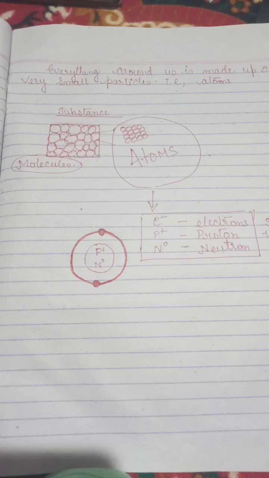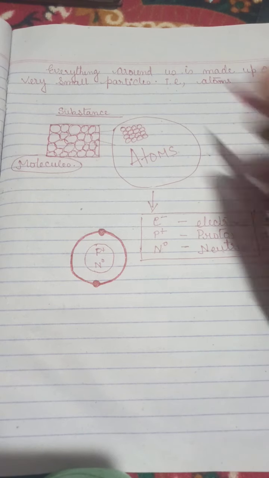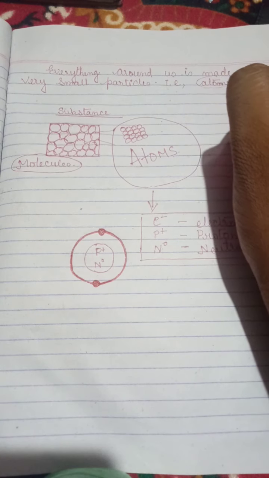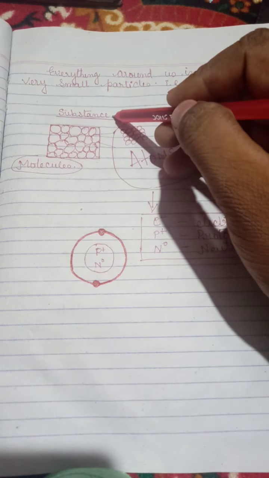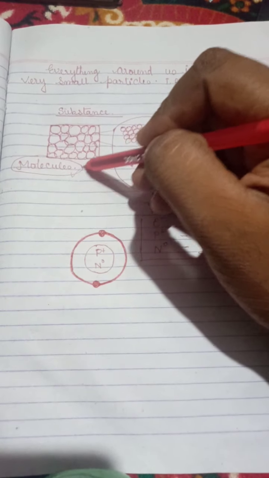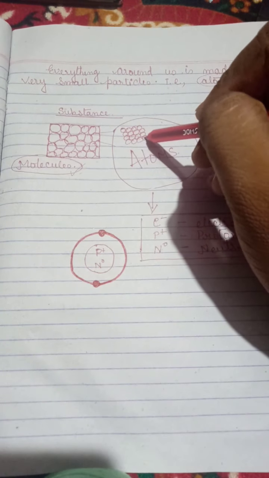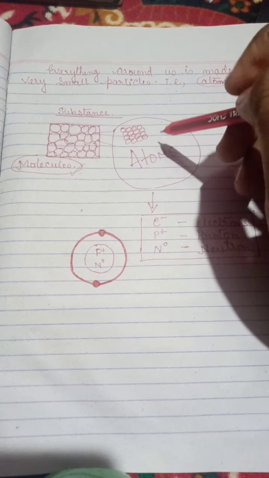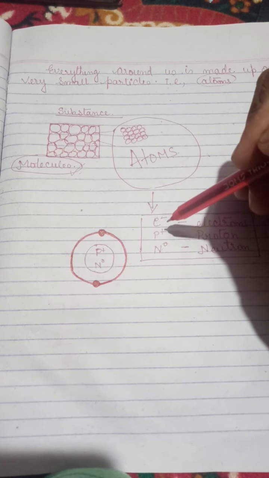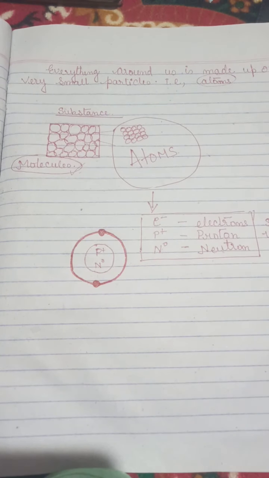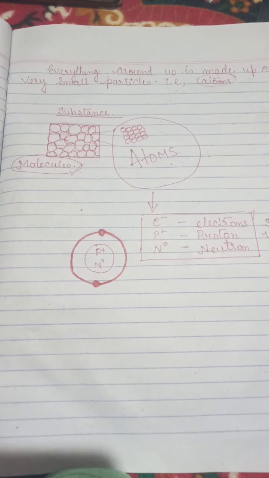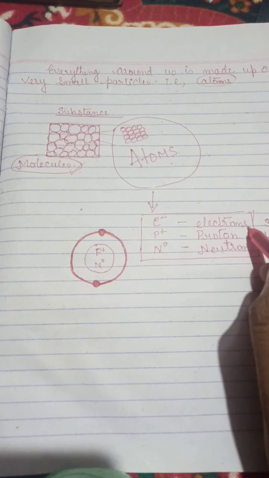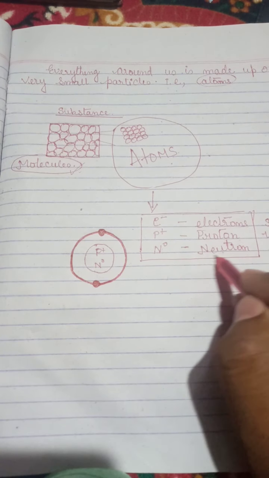Every substance around us is made up of atoms. So in your previous class we have studied that substances are made up of molecules and the molecules are made up of atoms. Now we'll see atoms are made up of three subatomic particles, that is electron, proton and neutron.